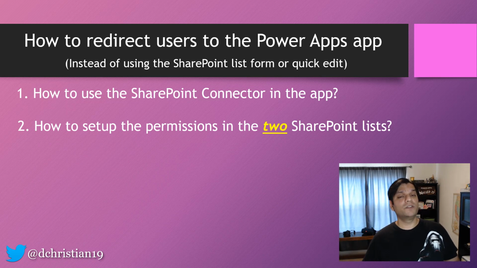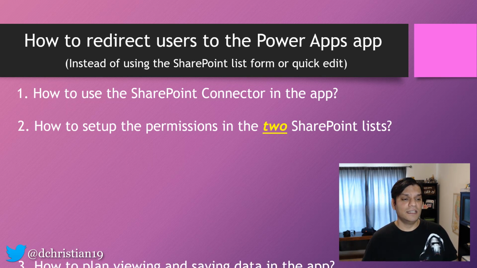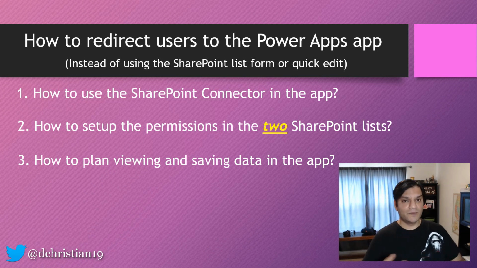I'm also going to talk about how those permissions are set up for the SharePoint lists, because you've got to think about that. I need to show the data that's coming from the SharePoint list, but only to one of them do I need to be able to save the data. So how do I do that? I'm going to walk you through that process. The second thing is how I'm going to plan the viewing and the saving of data, and that again comes down to some of the SharePoint list views that I'm going to show, but also how I'm going to save that data. So 2 and 3 are very close to each other.